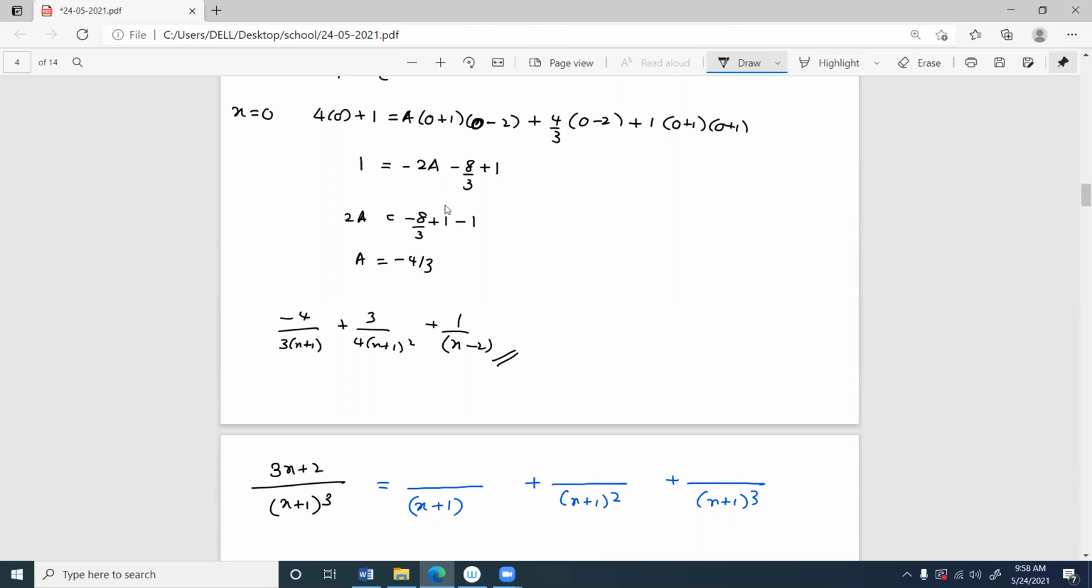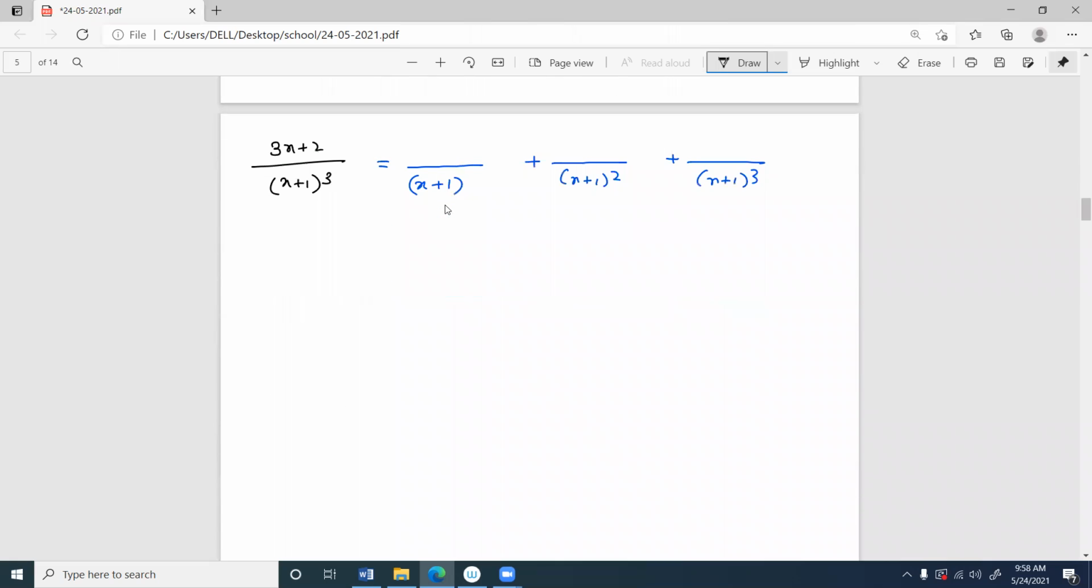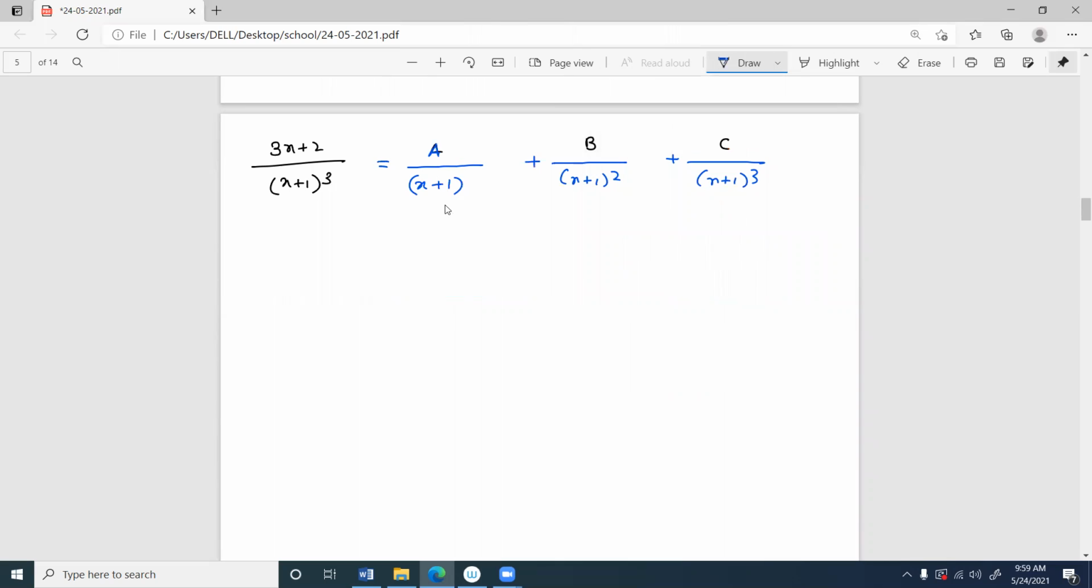So like that, you can finish up this answer, right? And now I'm going to use the same technique to answer this question as well. Since the power is 3, you can write all the minimal orders. I can put A, B, and C. I'll use the blue color for this. A, B, and C. Right, that's great. Then we can take the LCM. LCM is x plus 1 cubed, x plus 1 into x plus 1 into x plus 1.